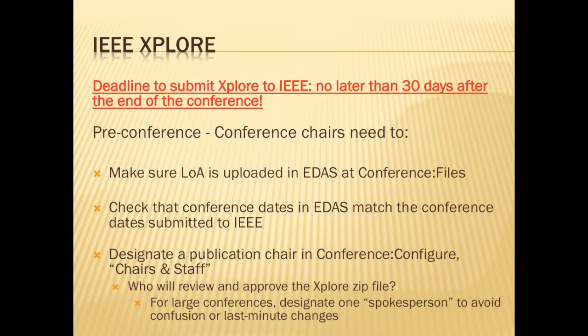If the dates match, you can proceed on to the next step. If the dates do not match, please update either EDAS accordingly or contact IEEE and notify them of the conference date change. Next, you would need to designate a publication chair in Conference Configure, Chairs and Staff. The publication chair will be responsible to review and approve the Xplore zip file. For large conferences, designate one spokesperson to avoid confusion or last-minute changes.